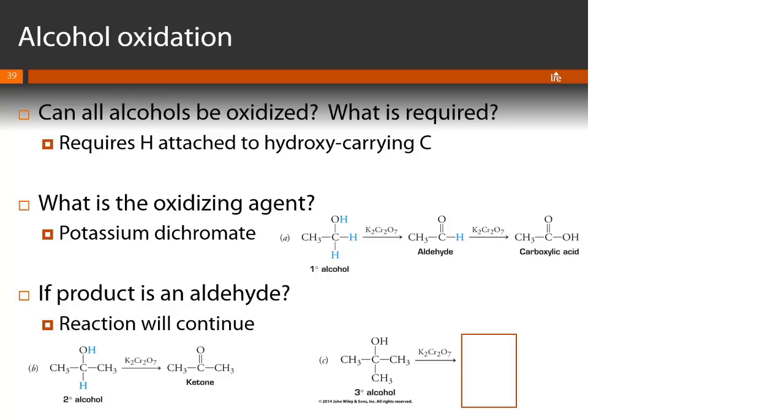Okay, so what about a tertiary alcohol? So we can remove a hydrogen from the oxygen, but there aren't any hydrogens on our hydroxy-carrying carbon. So if we can't remove a pair of hydrogens, we cannot oxidize this alcohol. So there is no reaction when you attempt to react a tertiary alcohol with potassium dichromate.